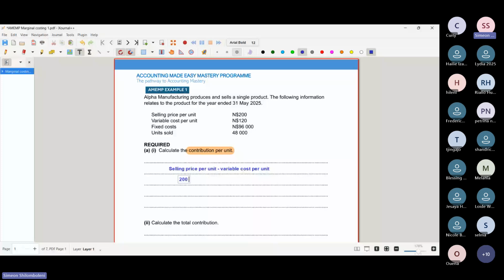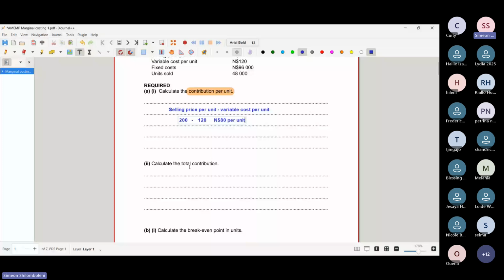If you leave out the dollar sign, I think it will be marked correct, but don't leave it out. You never know who is marking that. So it's 80. So we know that our profit is 80, but we don't use the word profit. We use the fancy word, which is contribution per unit. Just to show that you were part of the mastery program, you can add the words per unit. Total contribution. It's not always that they will ask you contribution per unit and then total contribution. They might only ask one of them. They might only ask contribution.